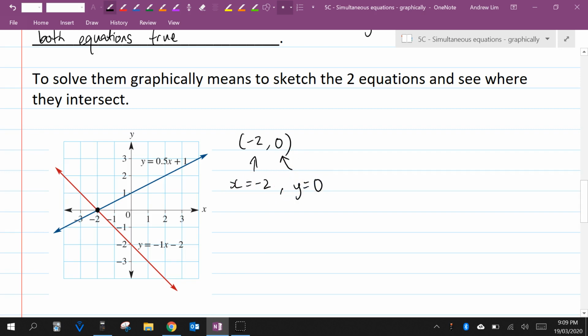So if we were to substitute x equals minus 2 into this one, we will get an answer of 0. But if we were to also substitute minus 2 into this one, we will also get y equals 0. Okay, because here it says it should be 0. So that's what it means.